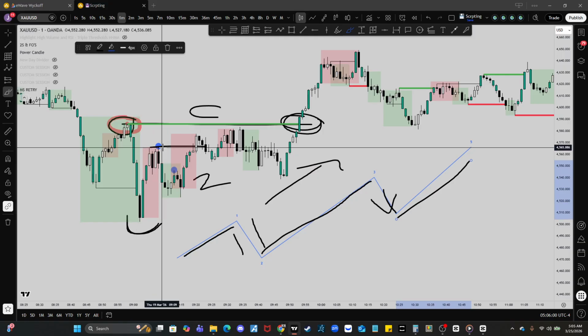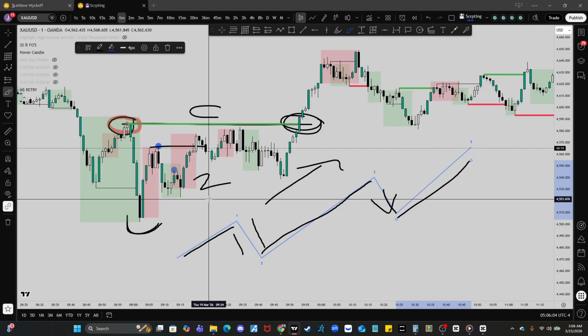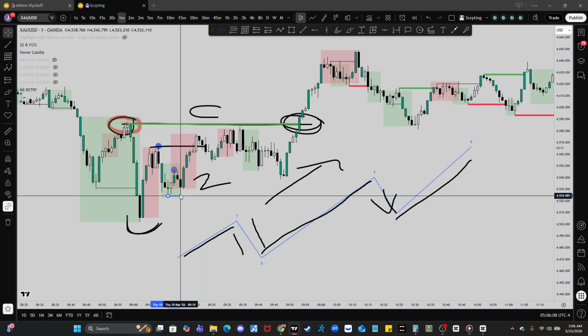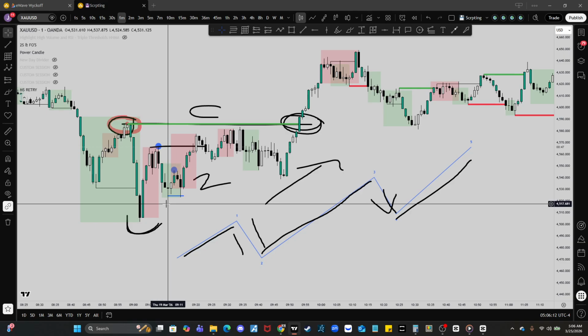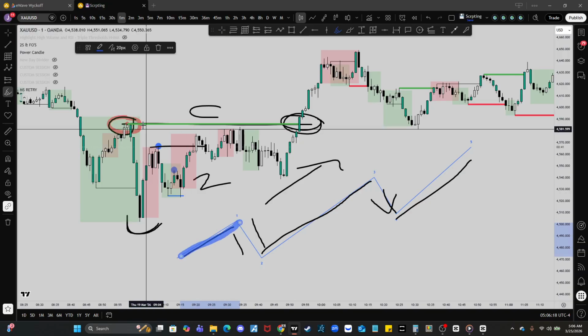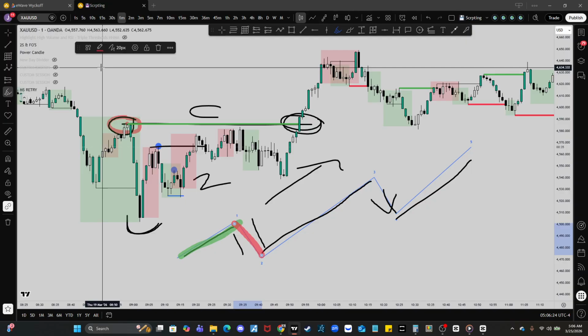We get this first part and a two-step pullback. 1, 2, 3. Boom, bam, bang. This low here is higher than this one. This low here is lower than this one. So I have a requirement of 2. So far I have wave 1, check. Wave 2, check. I need to find wave 3.